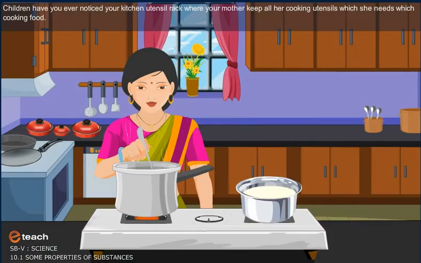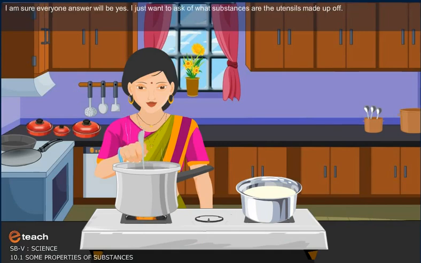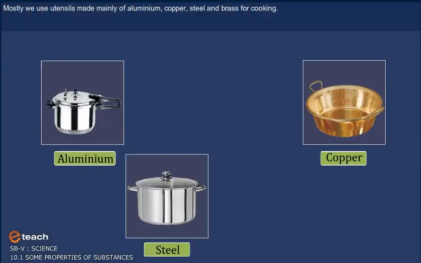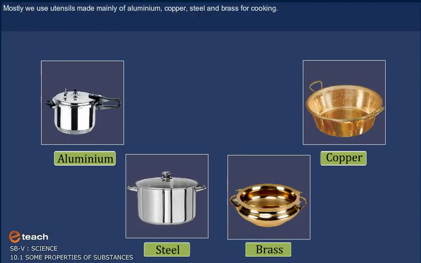Children, have you ever noticed your kitchen utensils rack where your mother keeps all her cooking utensils which she needs while cooking the food? I'm sure everyone's answer will be yes. I just want to ask, what substances are the utensils made of? Mostly, we use utensils made of aluminium, copper, steel and brass for cooking.